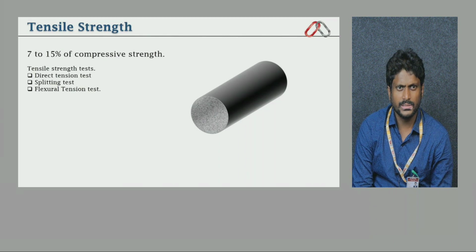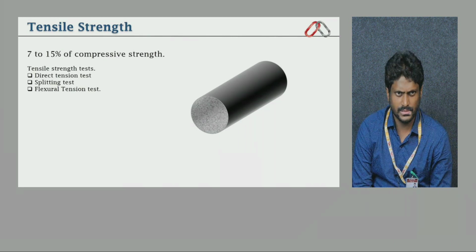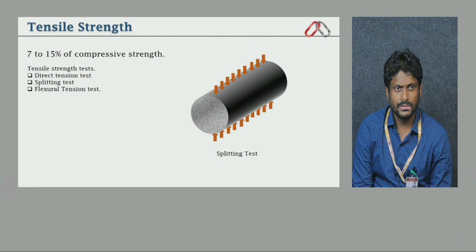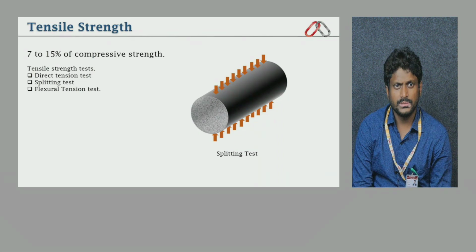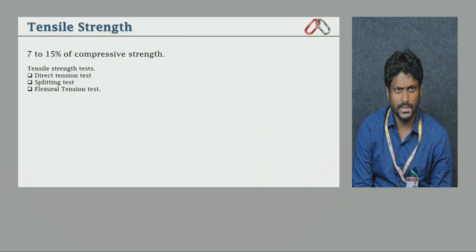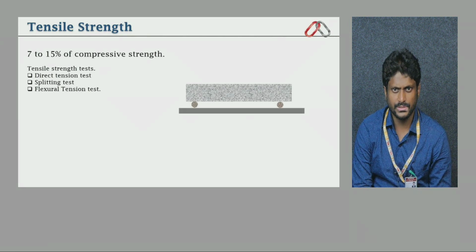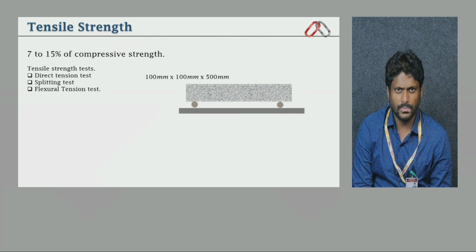And there is another test, the direct split tensile stress test. From there also you can see the tensile strength of concrete. So that is another way of finding the tensile strength. Then another one is the flexural tension test. So now you can apply the load.